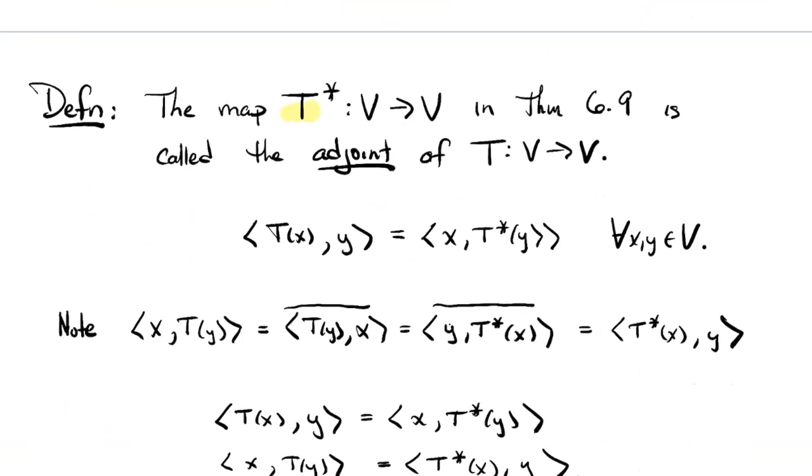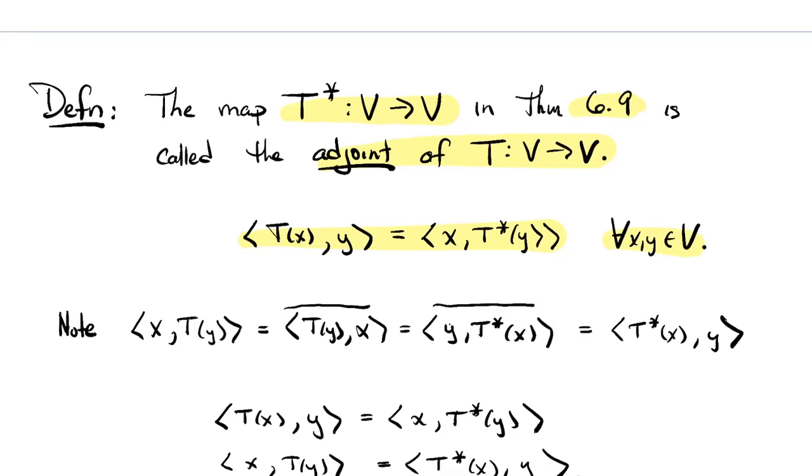This map, T star from V to V, the unique map guaranteed in Theorem 6.9, is called the adjoint of the map T. Okay, so we're going to use the same name for that thing that we defined for a matrix. In the next video lecture, we'll see that the names are compatible. So what does this adjoint map do? Well, for any two vectors x and y in our inner product space, it satisfies this equality about the inner product.